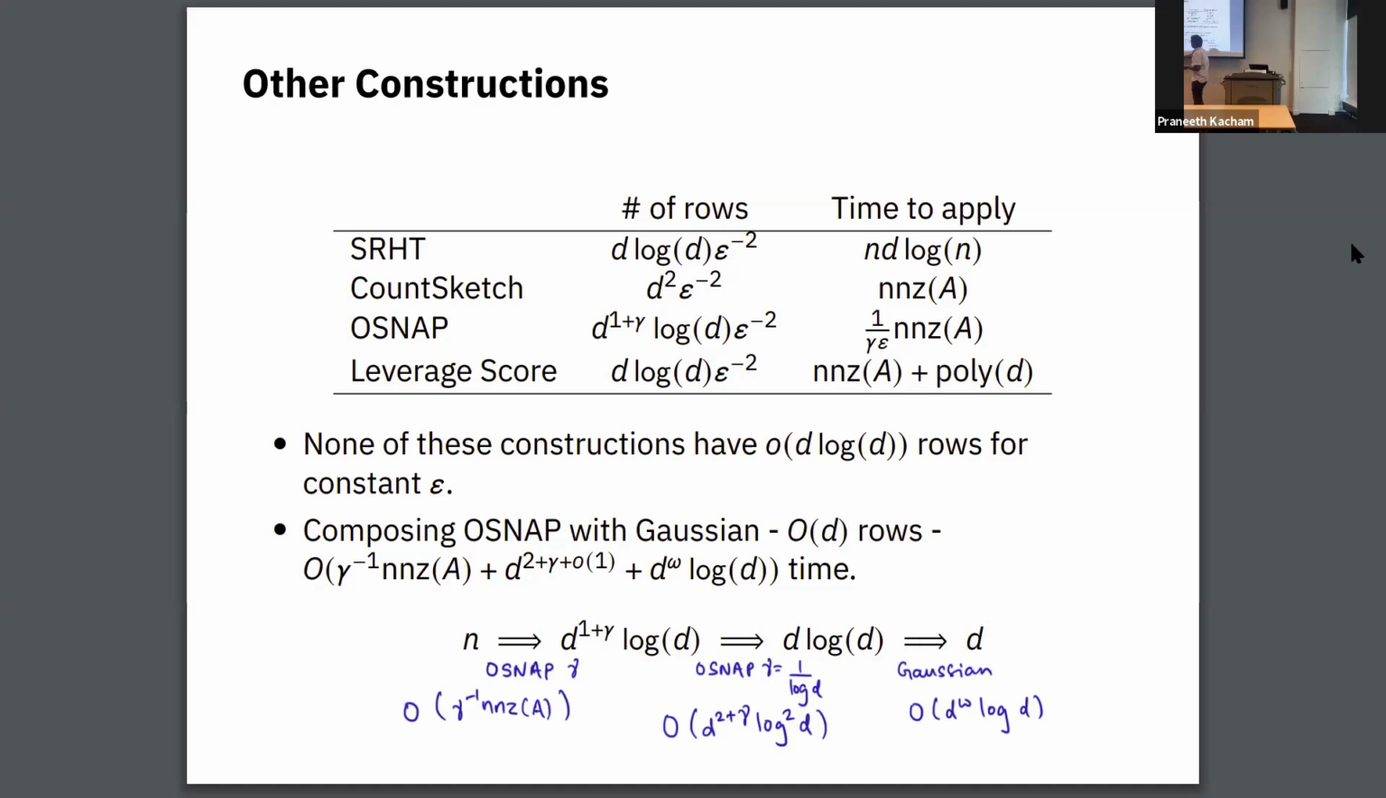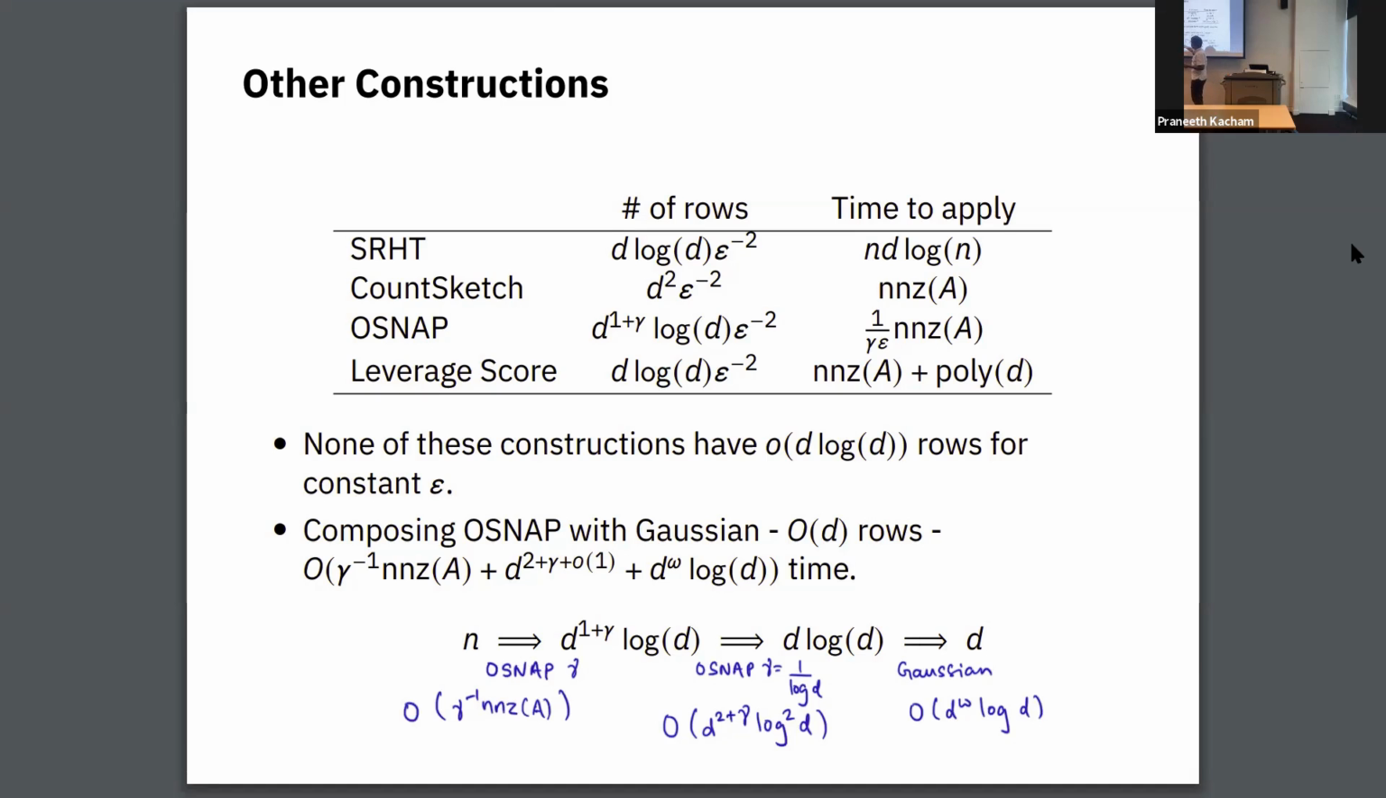So I can go from n rows in the beginning. If I first apply OSNAP with a gamma parameter, I can get down to d to the 1 plus gamma log d rows, considering constant epsilon. And I can again apply an OSNAP embedding with gamma equals 1 over log d, which gives me d log d rows. Now I can apply a Gaussian to get to d rows. So I can chain these subspace embeddings in any manner I want, and they all work because they are oblivious.